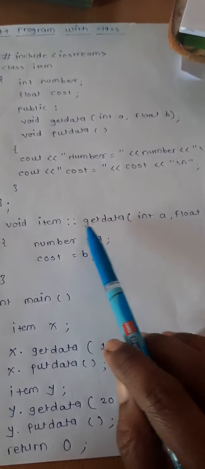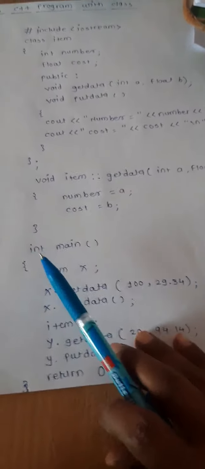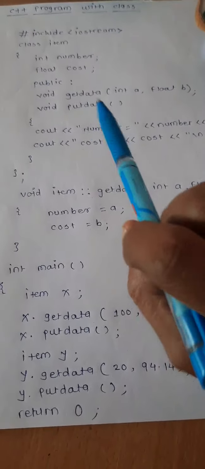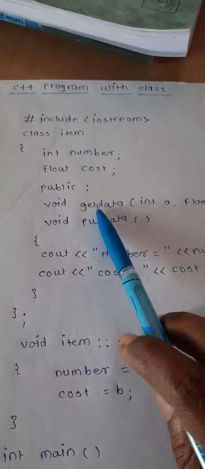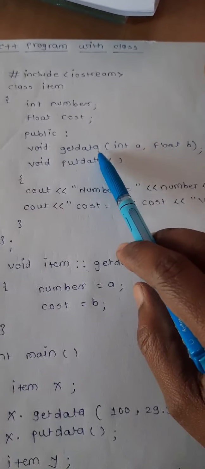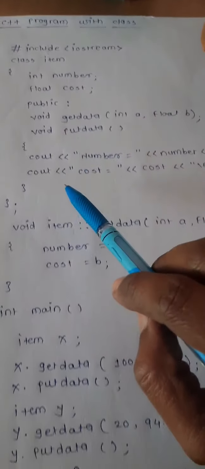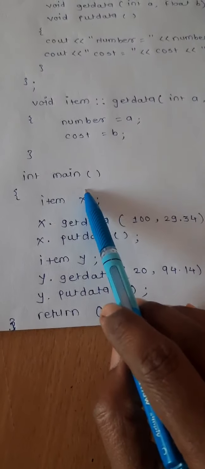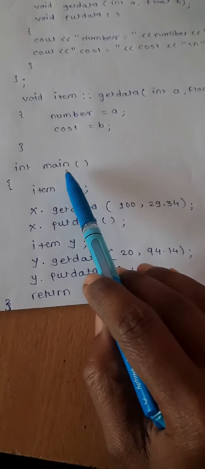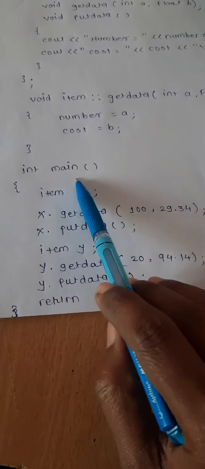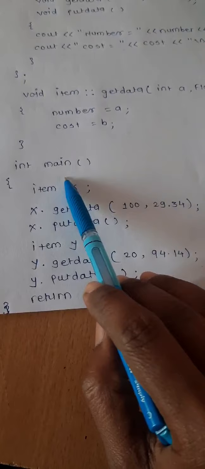So this is the definition of get data function. Till this point we defined our class, we defined the data members, then we defined the member functions. Now the remaining part is the main function. The program starts its execution from the main function, so main function is the important part.